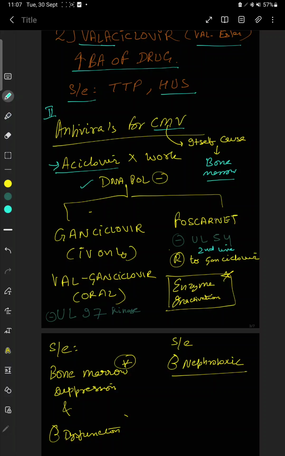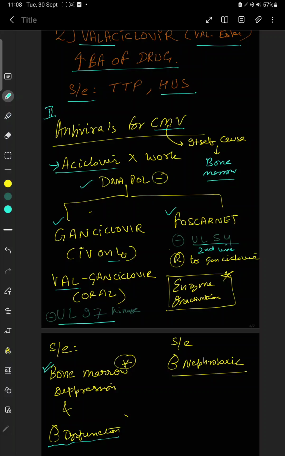There are two main drugs, ganciclovir and foscarnet. Ganciclovir is given IV only, whereas valganciclovir has a valine ester which increases the bioavailability. How is this DNA polymerase inhibited? In the case of acyclovir, we saw thymidine kinase was involved, but here there is a different sort of viral kinase, that is UL97 kinase. In the case of foscarnet, it is UL54. What are the side effects seen in ganciclovir? The main ones are bone marrow suppression and kidney dysfunction.